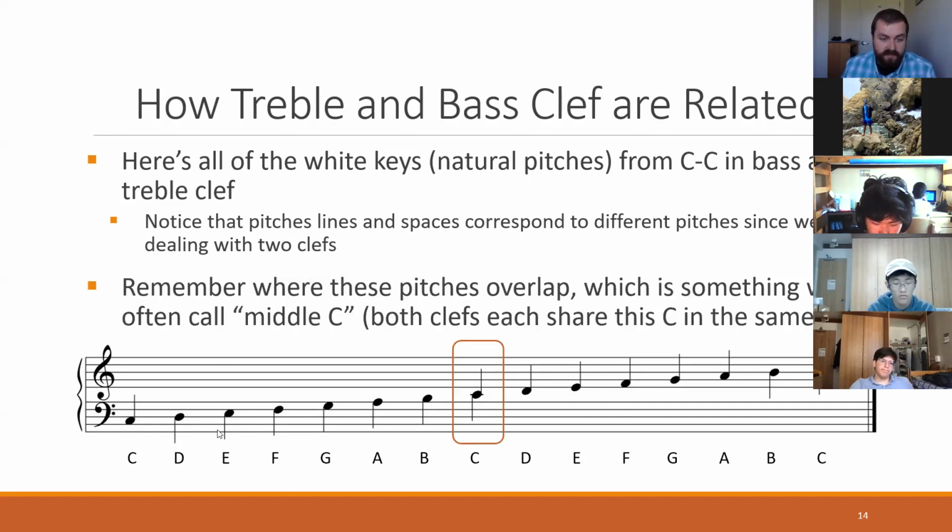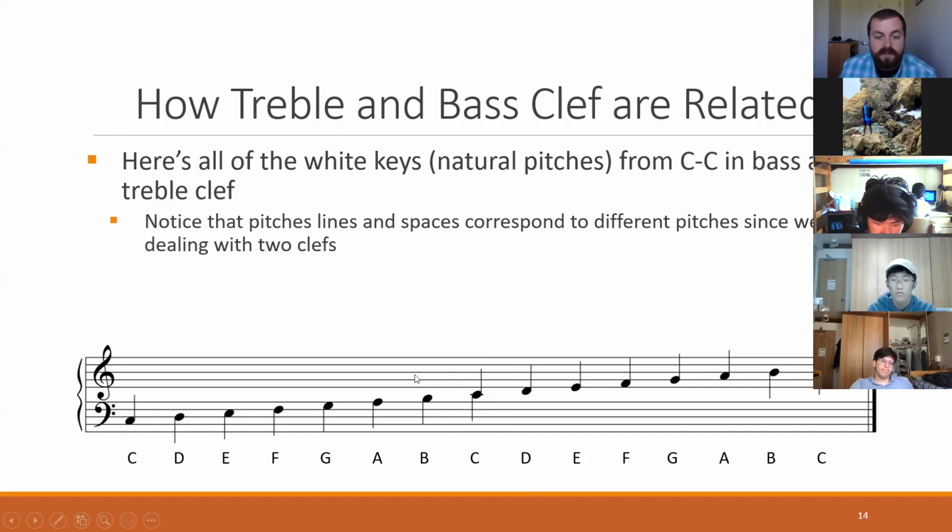So for instance, let's do the middle line. The middle line is B in treble clef because of where things fall. But if we look at the exact same spot in bass clef, it's D. It's an entirely different pitch.